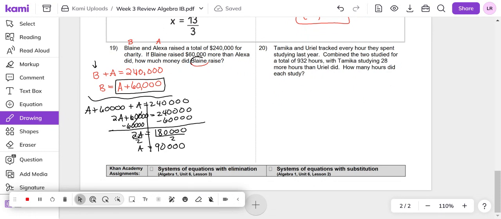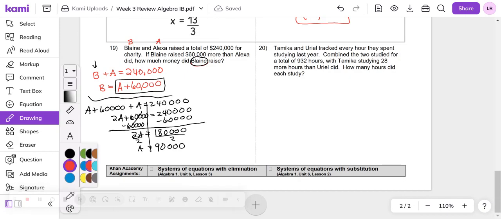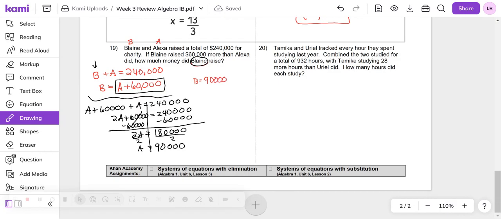Remember, the goal is to figure out what Blaine made. So, I need to plug this back in. And I'm going to use that bottom equation. And I'm just going to substitute the 90,000 where the A is. So, 90,000 plus 60,000 would be $150,000. Okay, so that's how much Blaine made. Blaine made $150,000. Okay, that's number 19.